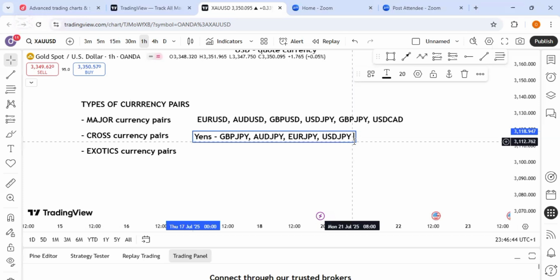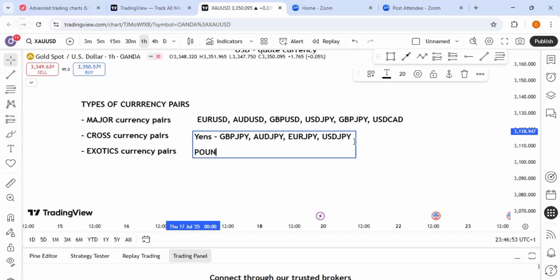So we have another one, which is pound crosses. When we say pound crosses, those are the pairs that cross with pounds. When you say pounds, it means GBP. So we are talking about GBP/JPY, which is also part of it, and EUR/GBP as well. Let me put it easy: when you have some currency that crosses paths with pounds, it's also a cross currency.